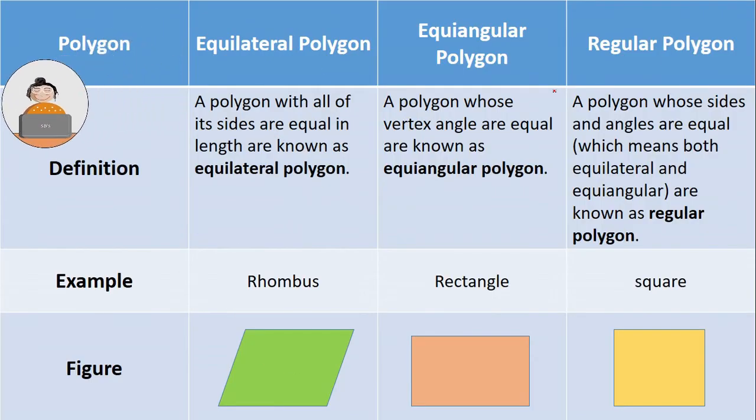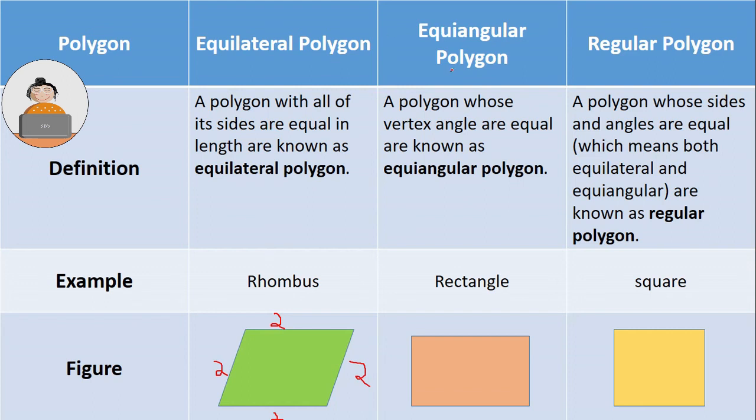The last topic of our video is the classification of polygons based upon its sides and angles. So first one is the equilateral polygon. We define the equilateral polygon as a polygon which has all of its sides equal in length. So the example is of rhombus. As you can see in the figure, each of its sides is of 2 units. So it makes the rhombus an example of an equilateral polygon.